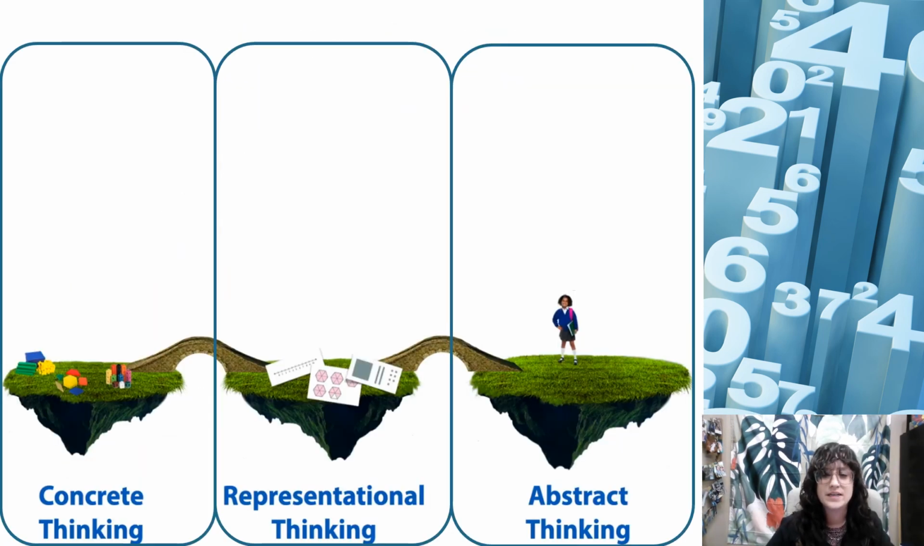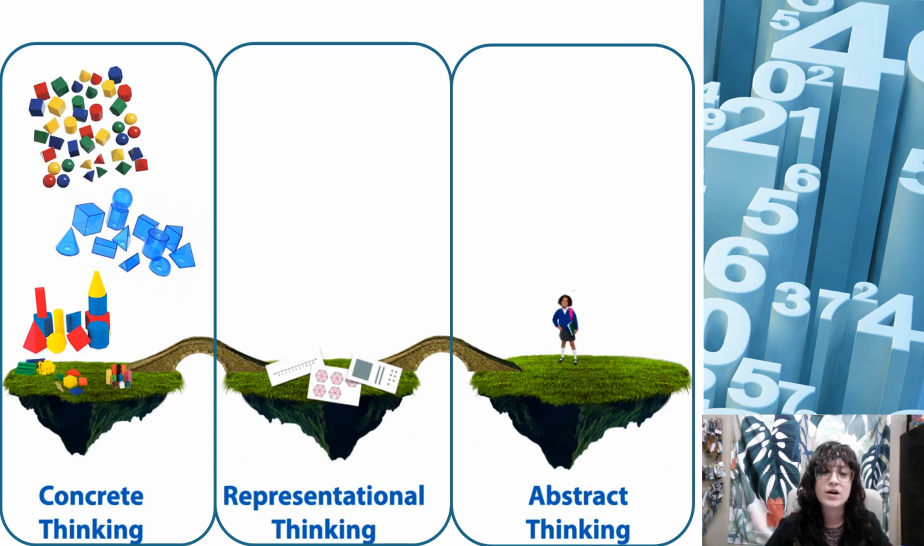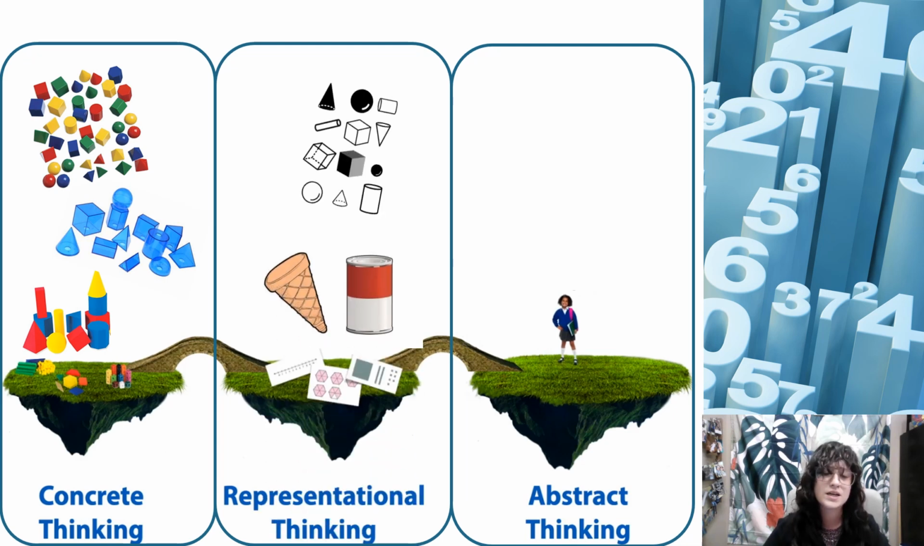As we think about the CRA model with this unit, we know that our kindergarten students need to spend a lot of time in this concrete thinking stage, where they're physically touching the shapes and understanding the difference between defining and non-defining attributes. Students in kindergarten are expected also to be able to look at representations or pictures of shapes, as well as pictures of 3D figures, to identify what those 3D figures are.